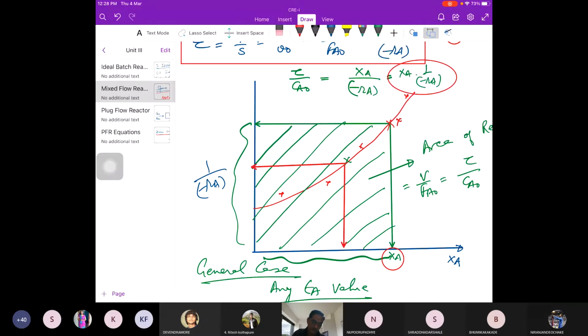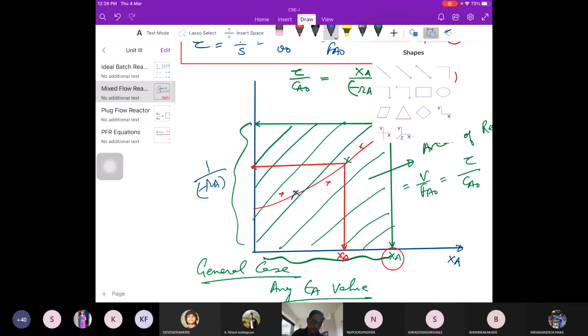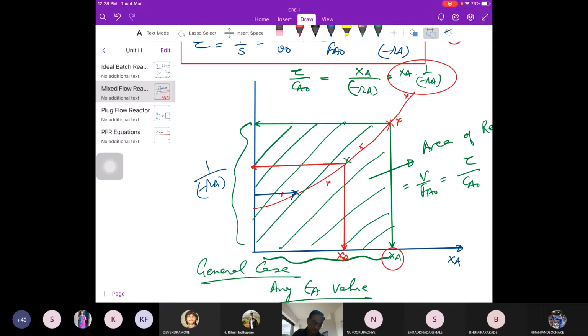So depending on the conversion, now this is the value of xa. For this value of xa, I'll get a different value of tau upon CA naught. Similarly, I can take another value, and I'll get a different area again. Same thing I can do for the batch reactor also, right? If xa changes, my value changes, the area changes there also. But in this case, we have to take a product of y into x because it's nothing but y into x.